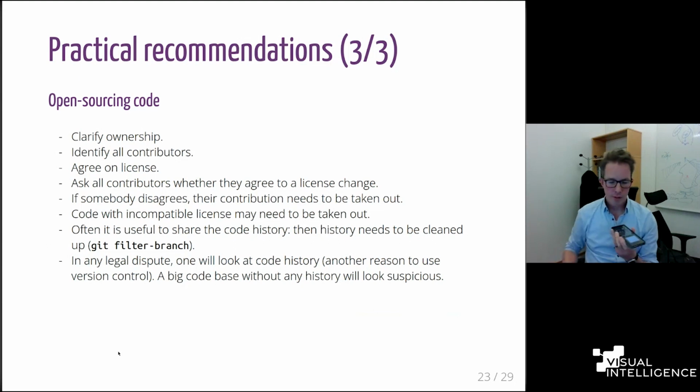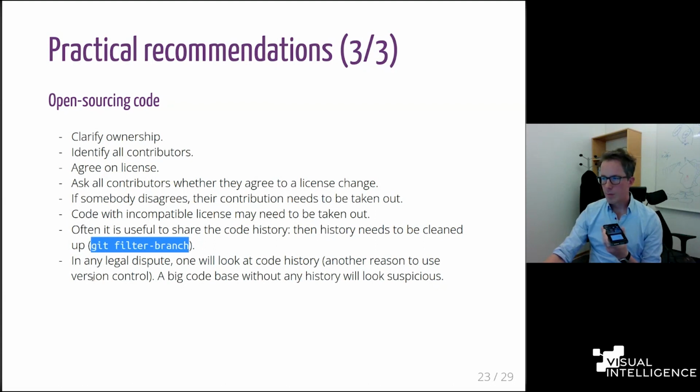How about you have an existing project, but now you want to open source it, or you want to decide on one of these standard licenses? Clarify ownership. You may need to identify all contributors, and all of them need to agree. And if somebody disagrees, then you need to go into the history and take their contribution out. There are tools that can help modifying history. In any legal dispute, the first thing people will look at is the code history. If you have a code that has no history at all, it can look a little bit suspicious. So that's another reason to use version control.